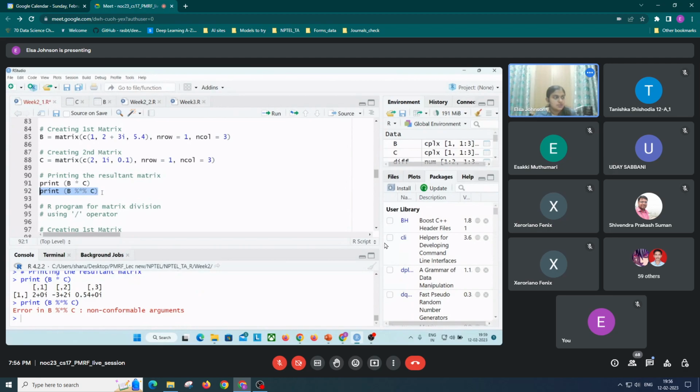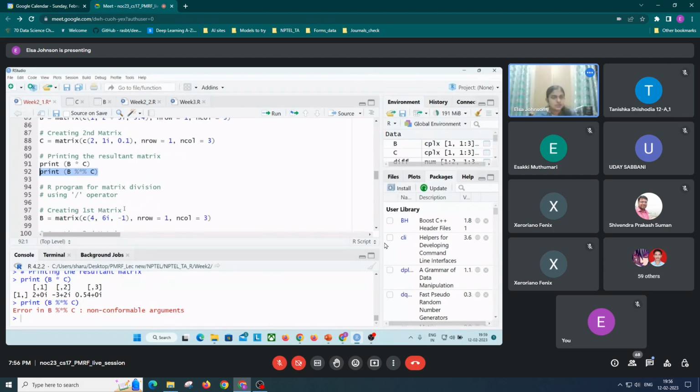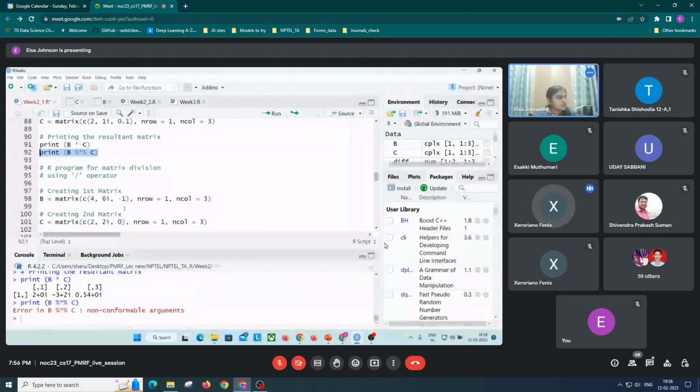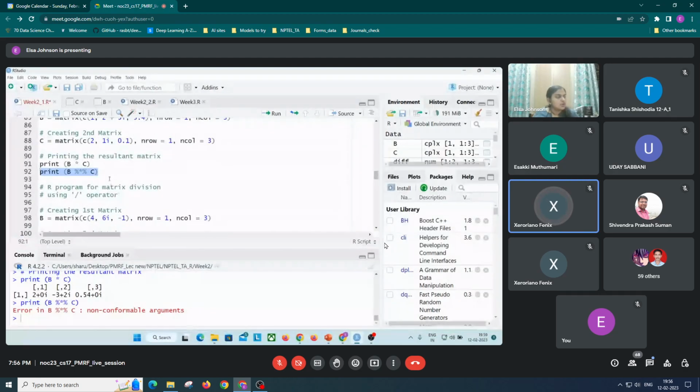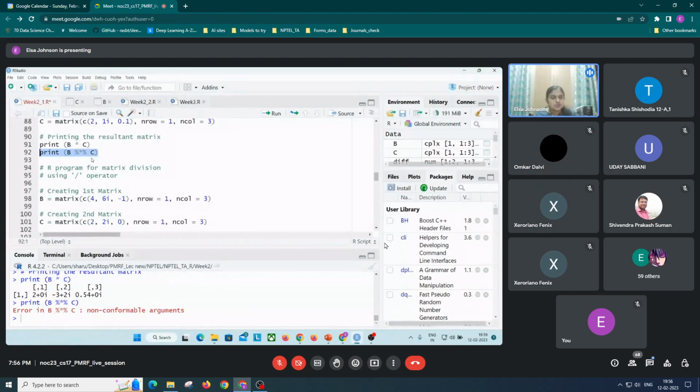So is there any method by which you can make that work? Then we will transpose the C matrix. Yeah, that you can do. If you do the transpose, you can solve it. Right now, if you run this one, you will be getting non-conformable arguments.